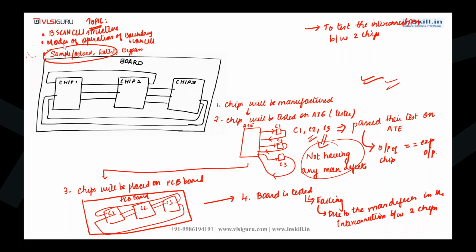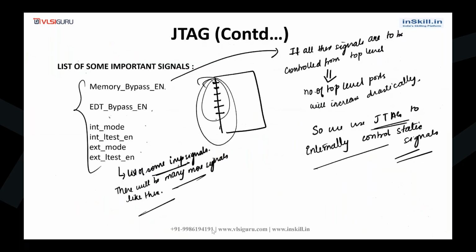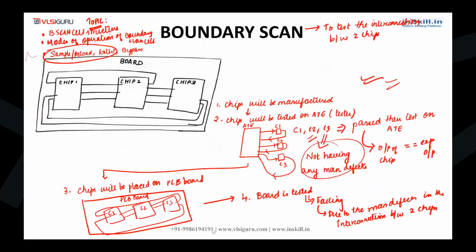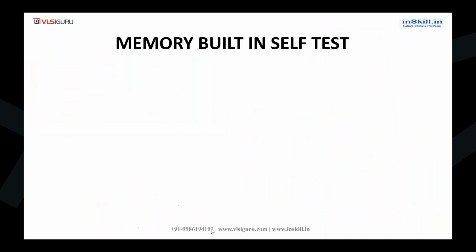how, with the help of JTAG... Here I've written that one need of JTAG is to achieve boundary scan. When we understand the boundary scan cell structure, the boundary scan chain, and the sample preload and EXTEST instructions, you will simultaneously be able to understand how with the help of JTAG we achieve boundary scan. Okay, and then next one is MBIST.